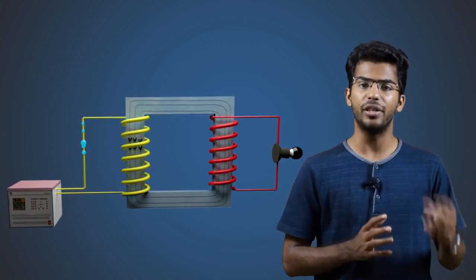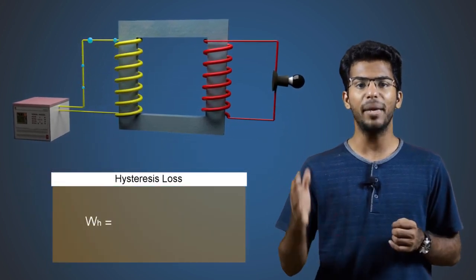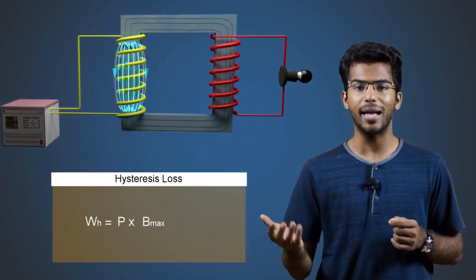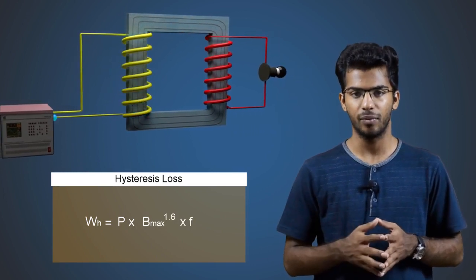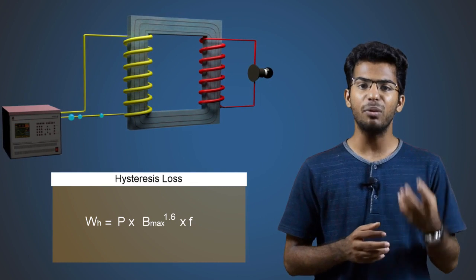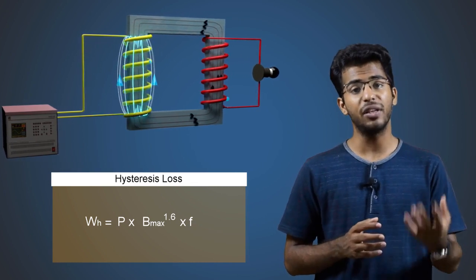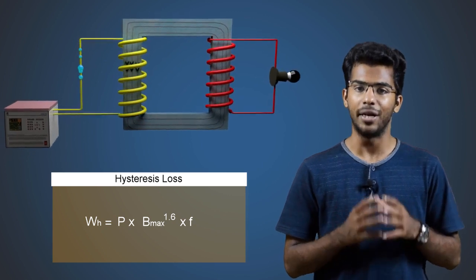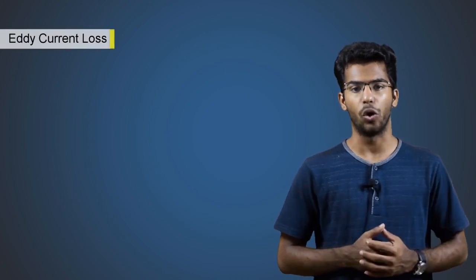The expression for hysteresis loss is WH equals P multiplied by Bmax to the power 1.6 into F. Bmax is the maximum flux density in the core. F is the frequency of AC current and P is the constant. Now let's move on to eddy current loss.